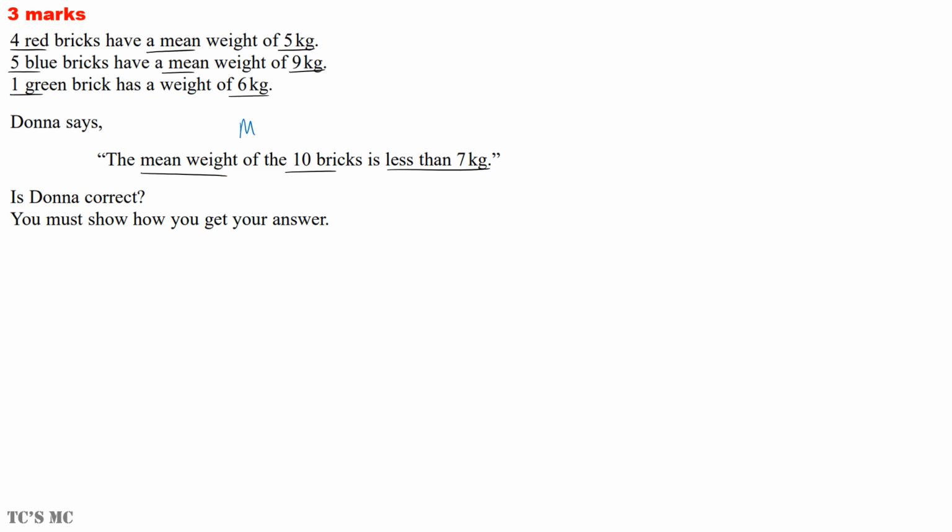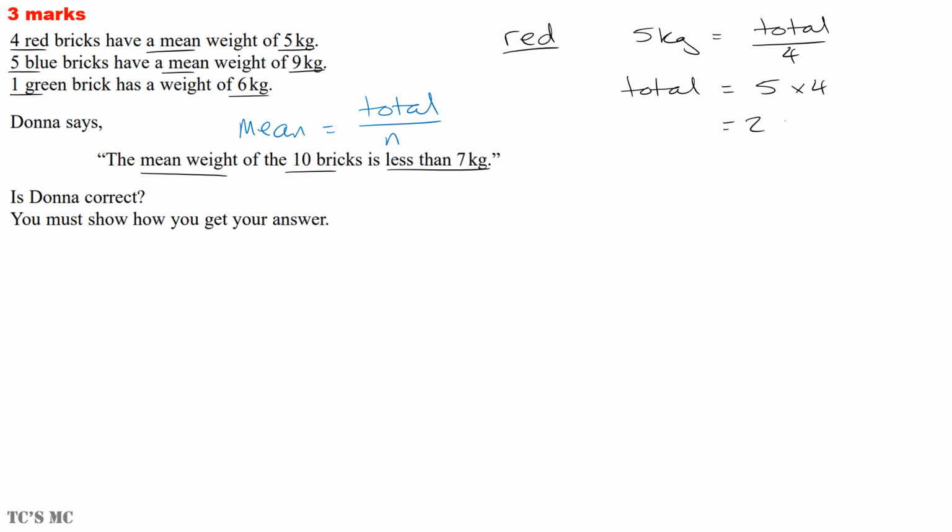Before starting, it's important to remember that mean is the total, so in this case the total weight of the bricks, divided by n, so the number of bricks. Let's start with the red bricks. We know that the mean is 5 kilograms. We don't know the total, but that total divided by the 4 red bricks gave us 5 kilograms. For the total, we need to do the opposite, so instead of division, we need to do multiplication. 5 multiplied by 4, and we get 20 kilograms. So the total weight of all red bricks is 20 kilograms.